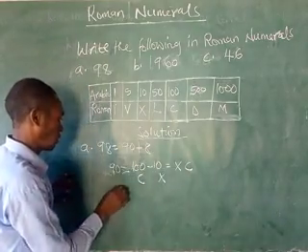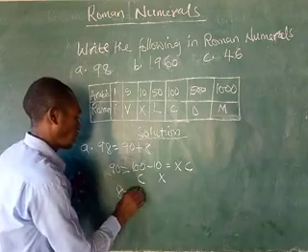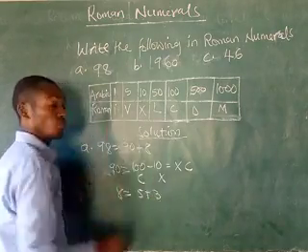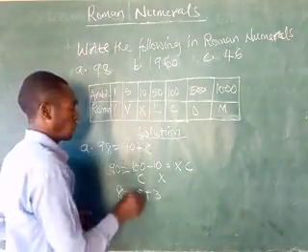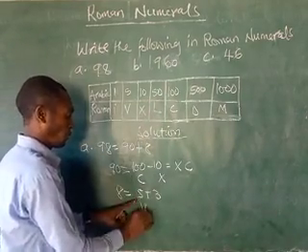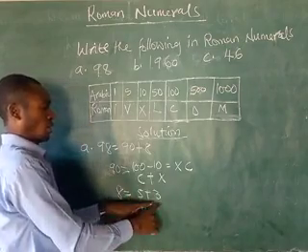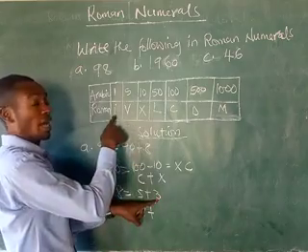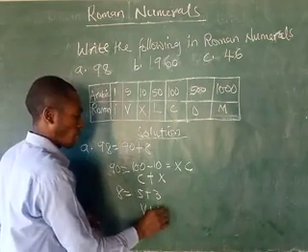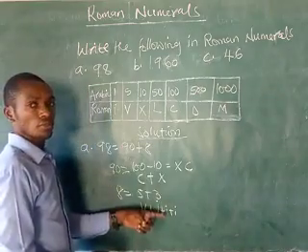Now we move to 8. How do I get 8 from this table? 8 is 5 plus 3. That will give us 8. Now, according to this table, 5 is V, and then 3 here is I. We can get I three times. That is I plus I plus I. It will give us 3.